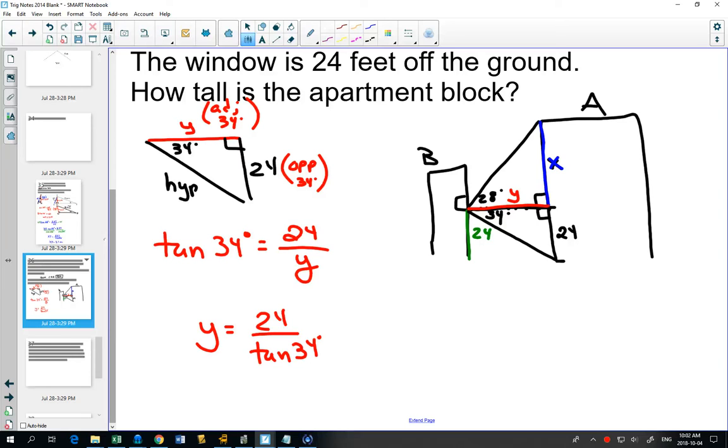So what have I done? I'll do it in green here. I multiplied both sides by y. That moves the y over here and cancels out the y's on this side. And then I divide both sides by tan of 34. And that, in effect, with a fraction, just swaps those two things.